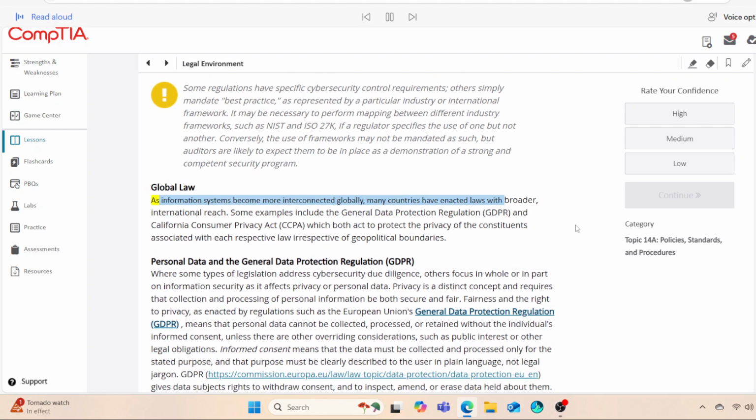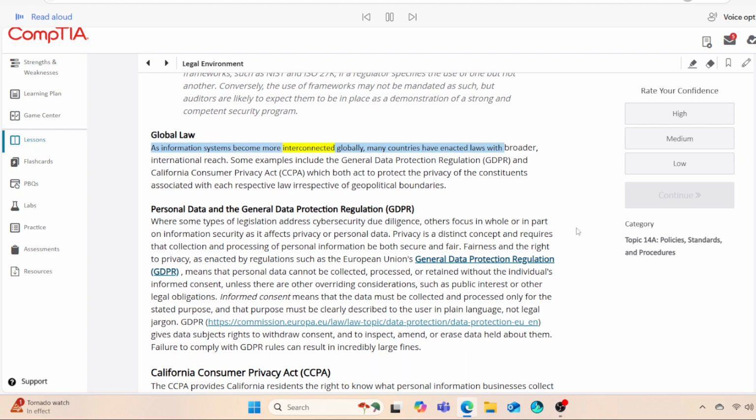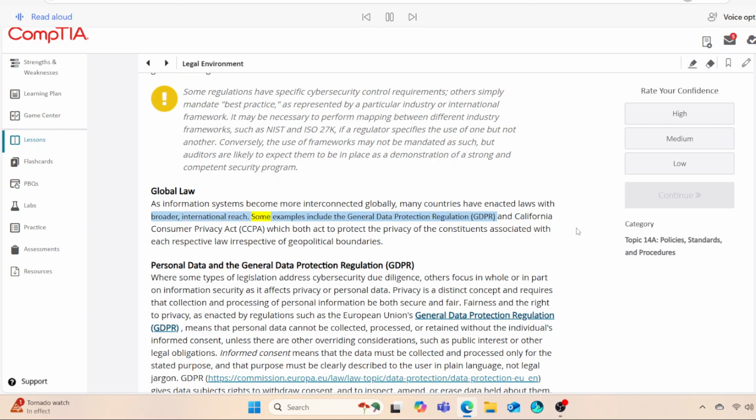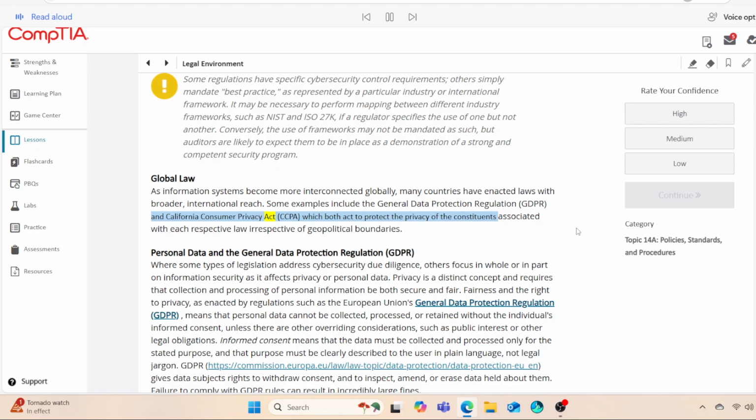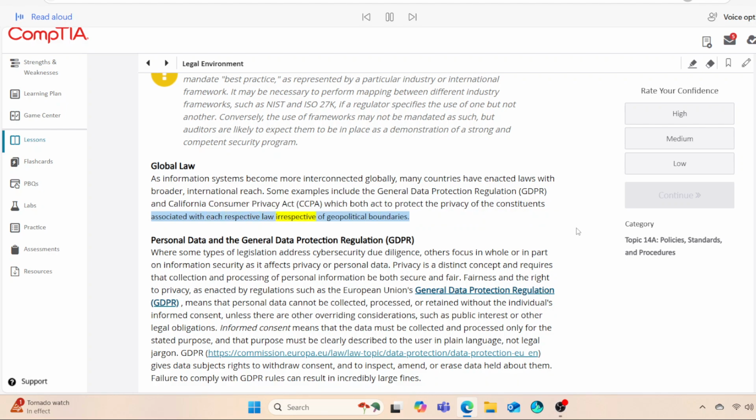Global law. As information systems become more interconnected globally, many countries have enacted laws with broader, international reach. Some examples include the General Data Protection Regulation, GDPR, and California Consumer Privacy Act, CCPA, which both act to protect the privacy of the constituents associated with each respective law irrespective of geopolitical boundaries.